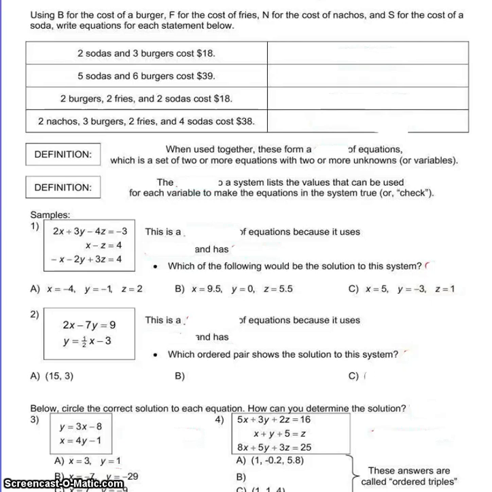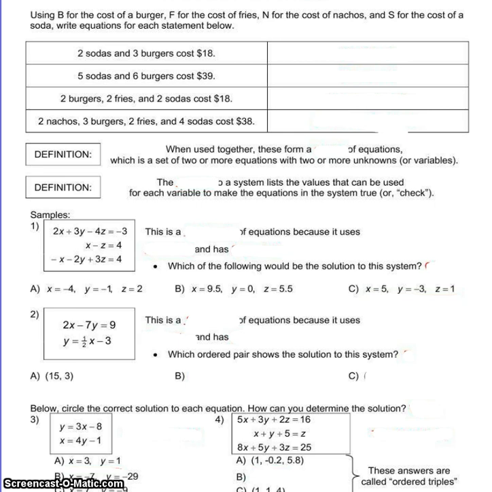Okay, class, today we're going to be working on systems of equations involving more than two variables. So for this example here, it tells you using B for the cost of a burger, F for the cost of fries, and N for the cost of nachos, and S for the cost of soda. Write equations for each statement below.